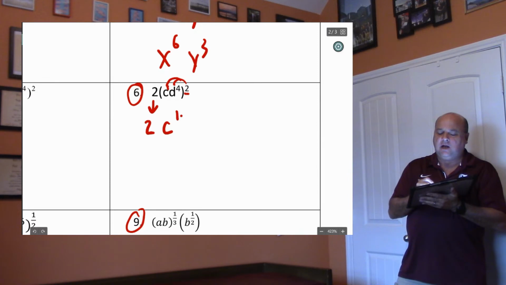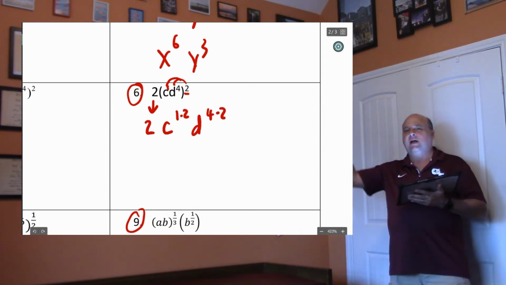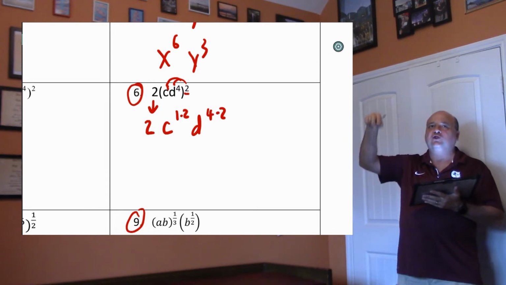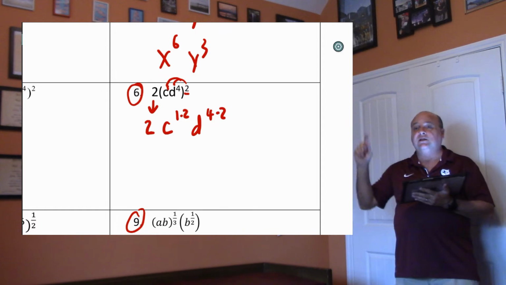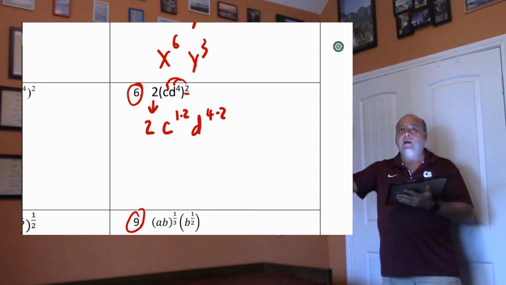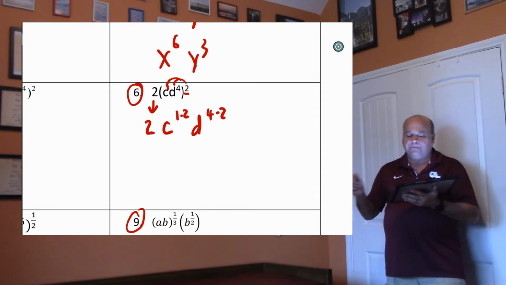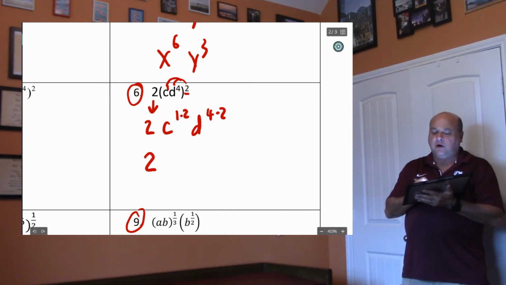I'm going to have c to the 1 times 2, d to the 4 times 2. So I'm taking my exponent of 2 and distributing it to the parentheses. The big 2 in front does not get the exponent of 2 because it's not in the parentheses. So this is going to turn into 2c squared d to the 8th.